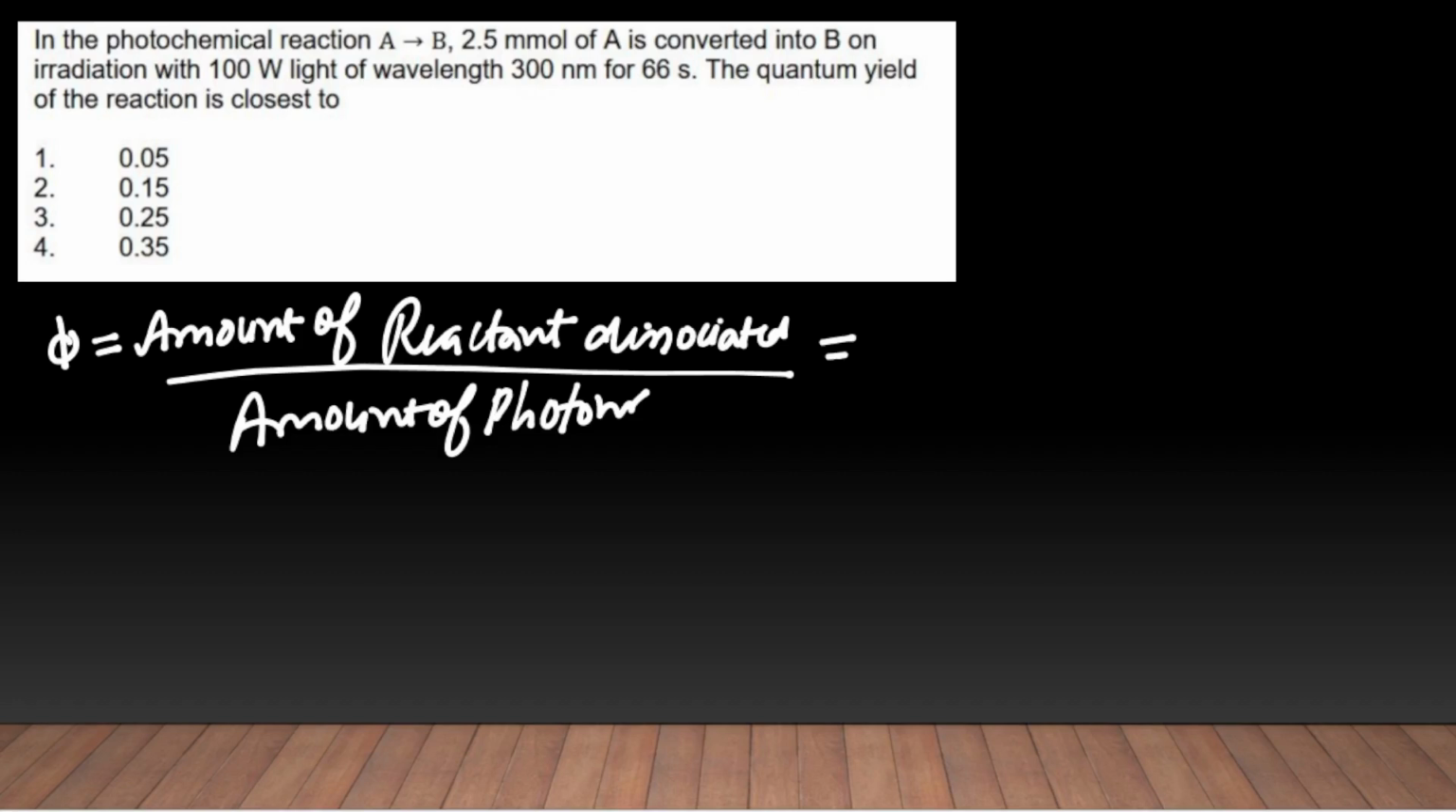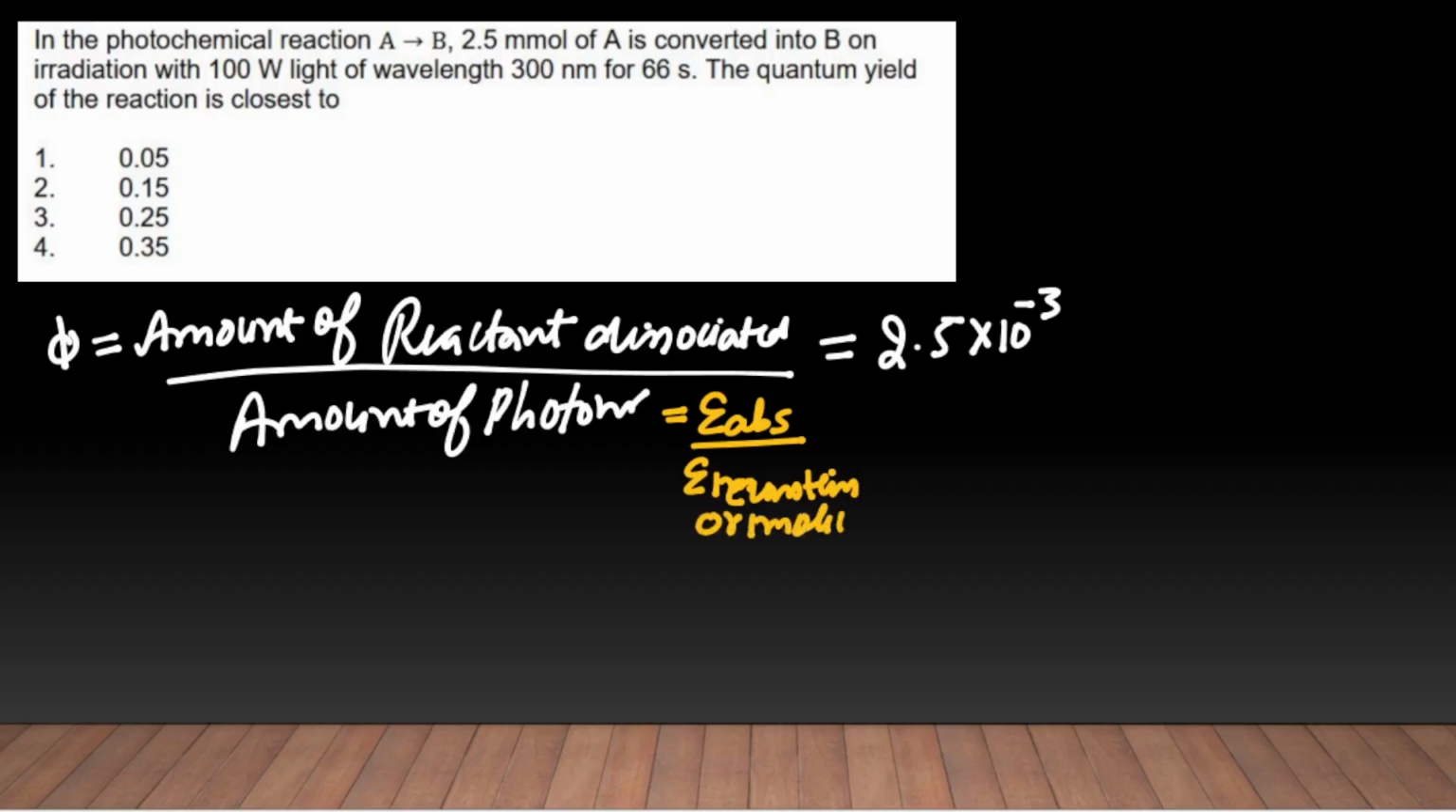So this value is 2.5 into 10 to the power of minus 3. Right, now the amount of photons we have to find out. That is going to be equal to the amount of energy absorbed upon the energy of 1 mole of photons, or 1 Einstein.